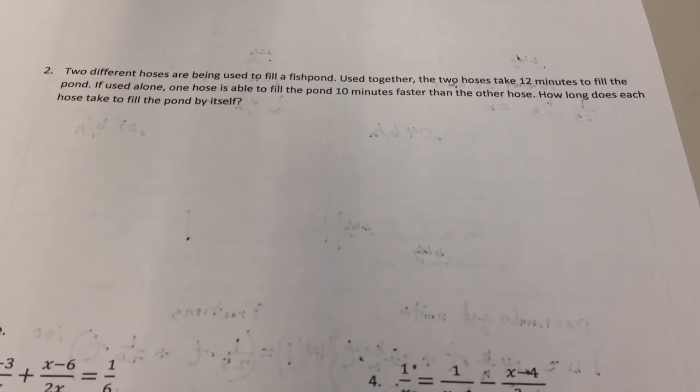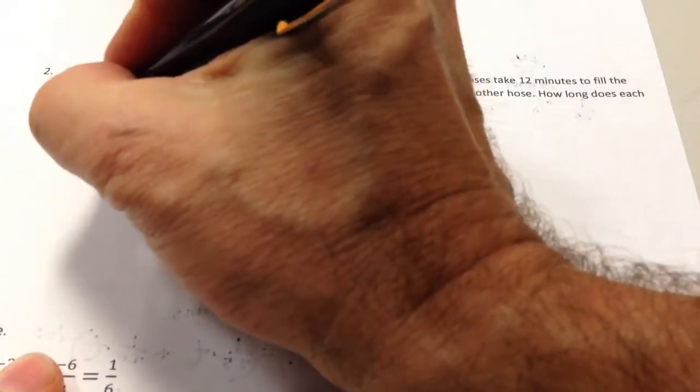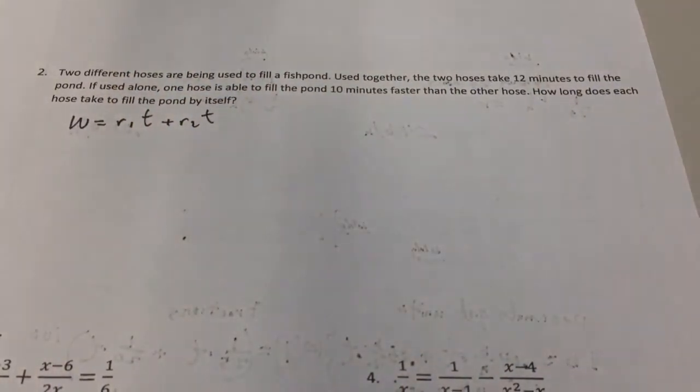I don't have people working. I have hoses working. They're trying to fill a fish pond. Together, they take 12 minutes to fill a pond. One hose is able to fill the pond 10 minutes faster than the other hose. I don't know why they couldn't just tell us how fast that was. How long does it take each hose to fill the pond by itself? So we're going to use that same formula. We're going to use work equals rate 1 times time plus rate 2 times time. We need to know all but one of those variables in order to figure this out. Otherwise, there's too many variables without having another equation.